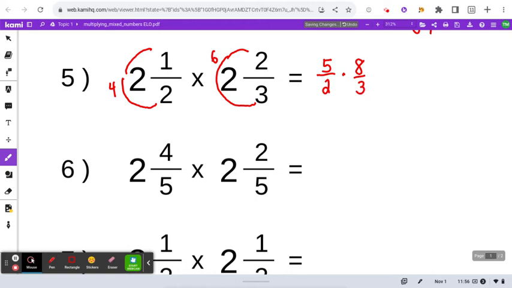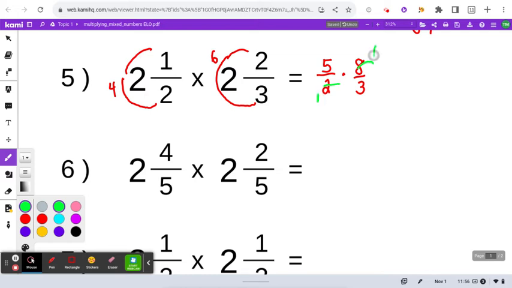Now for this one, you are able to cross cancel if you would like to. You don't have to. Both the number 2 and 8 are divisible by 2, or have a factor of 2. 2 times 1 is 2. 2 times 4 is 8. So I have 4 and 1. Now I'll need to multiply across. 5 times 4 is 20. And 1 times 3 is 3.